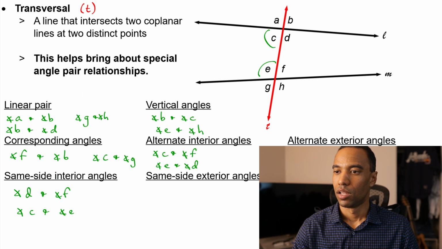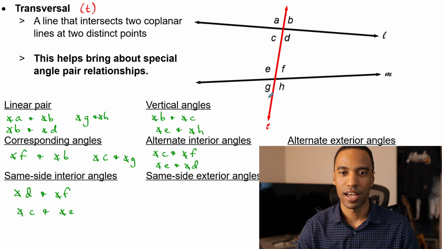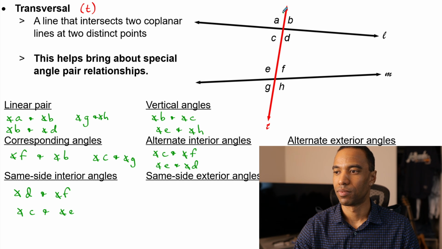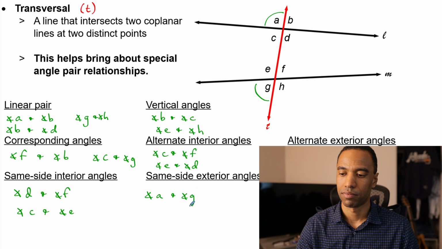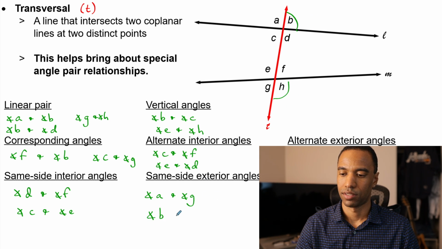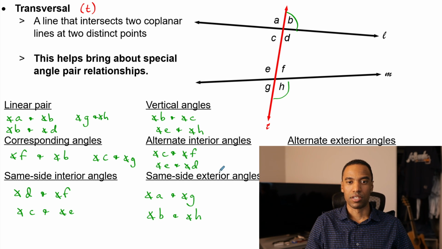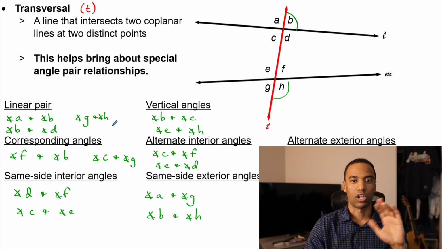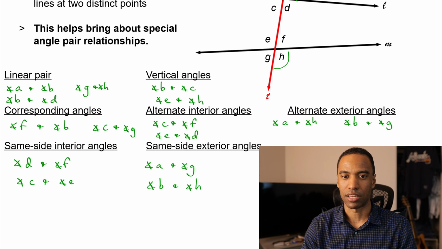Okay. Last set right here. Let's find some same side exterior, outside the lines and on the same side of the transversal. Angle A and angle G are same side exterior angles. And then angle B and angle H are also same side exterior. So guys, a lot of new terms here. I didn't write all the linear pairs and vertical angles, and I didn't write all the corresponding angles. I did write all the alternate interior, exterior, and same side interior, exterior, however.